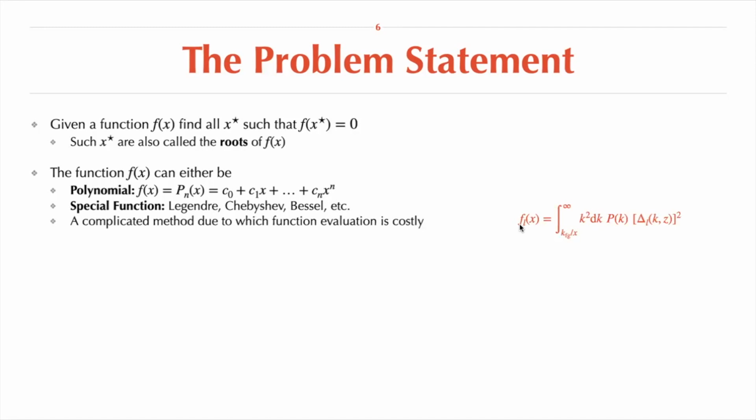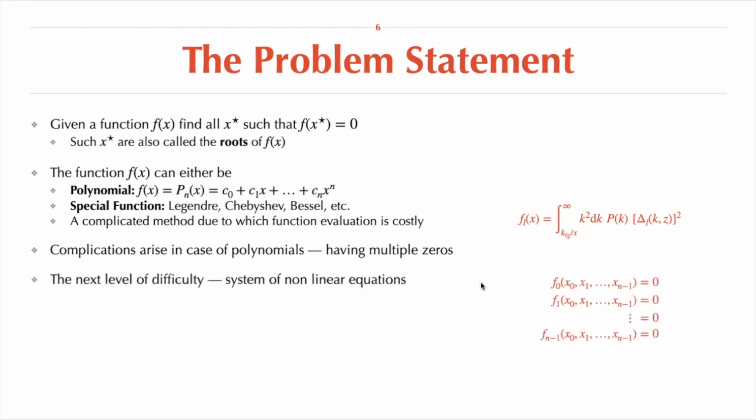Here, this function depends upon L and x. For a particular value of L, this is an integral, and then you can again find its zero. But this is not pretty straightforward, because you have to evaluate an integral in order to evaluate the function itself, as x comes here. Complications will also arise in the case of polynomials, as they will have multiple zeros.